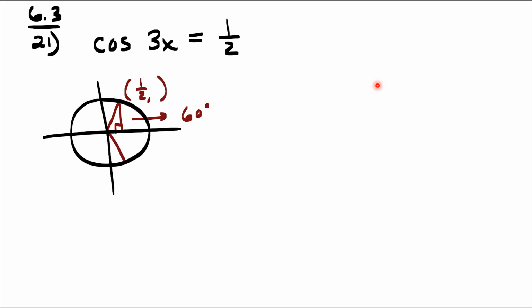Alright, the other quadrant in which cosine would be positive would be quadrant 4 this time. So a little different than sine. Cosine is positive in quadrants 1 and 4. So we've got to figure out that angle right there. In quadrant 4, the reference angle is still 60 degrees.